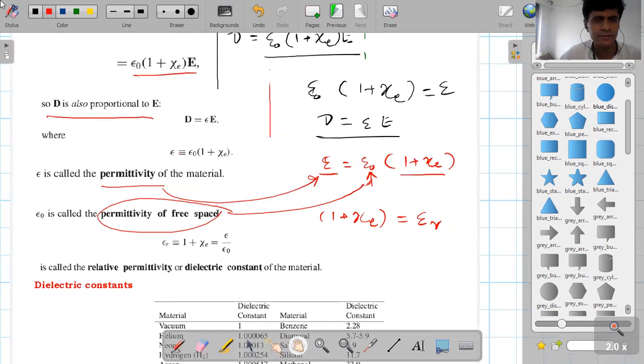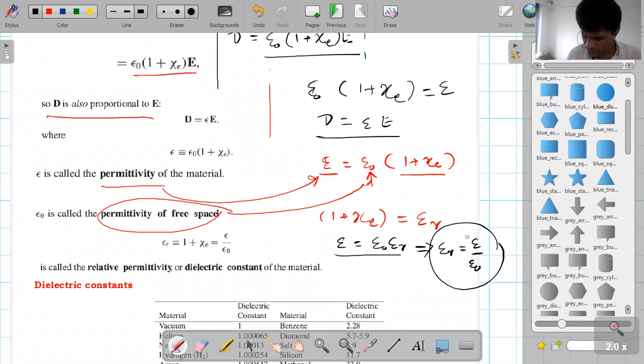That is the relative permittivity. Can I write epsilon equals epsilon 0 times epsilon R? Is it correct? This implies that epsilon R equals epsilon upon epsilon 0. This is the relative permittivity, or dielectric constant. The dielectric constant depends upon the nature of your material.